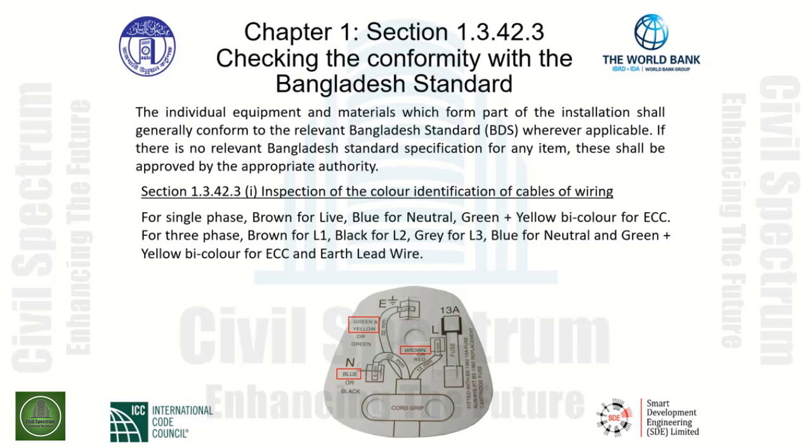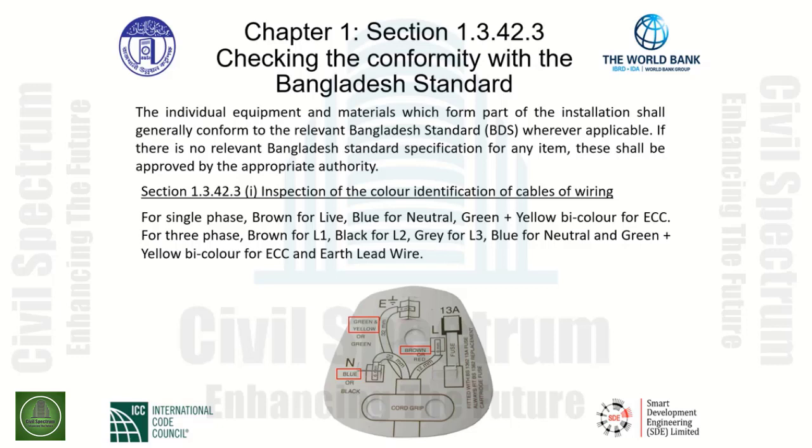Section 1.3.42.3, Item 1, inspection of the color identification of cables of wiring. For single phase, brown for live, blue for neutral, green plus yellow bicolor for ECC. For three-phase, brown for L1, black for L2, gray for L3, blue for neutral, and green plus yellow bicolor for ECC and earth lead wire.